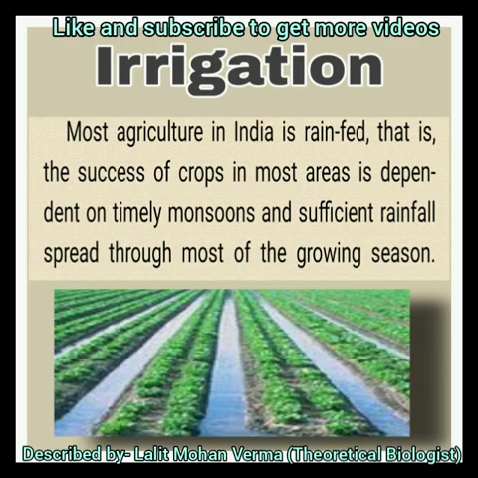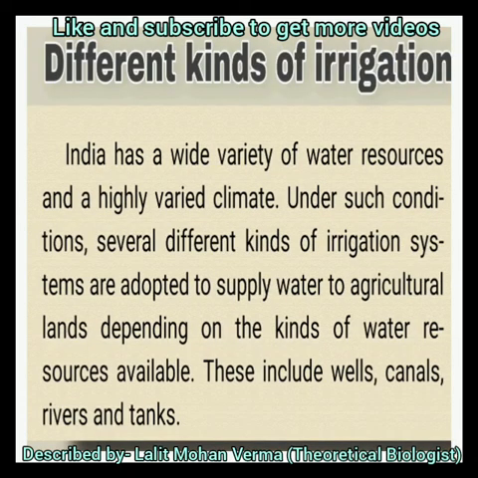The process of supplying water to the crops by means of canals, reservoirs, ponds, lakes, wells, tube wells, and tanks is known as irrigation. Different kinds of irrigation. The design, equipment, and technique of replenishing the soil water deficit by applying irrigation water is known as an irrigation system.